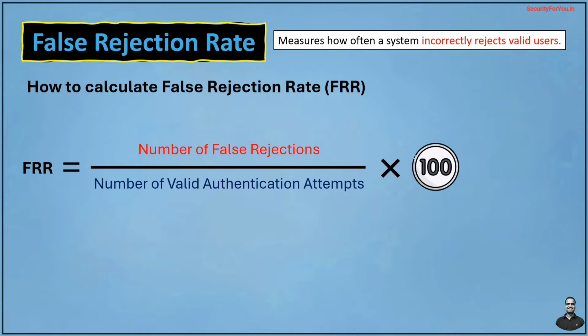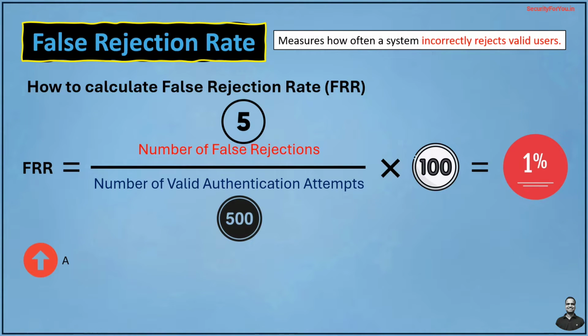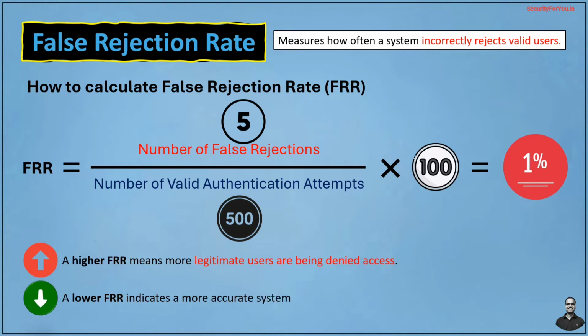Suppose the number of valid authentication attempts is 500 and the number of false rejections is 5, then FRR will be 1%. A higher false rejection rate means more legitimate users are being denied access, which can be frustrating and inconvenient, and a lower FRR indicates a more accurate system in correctly identifying and authenticating valid users.